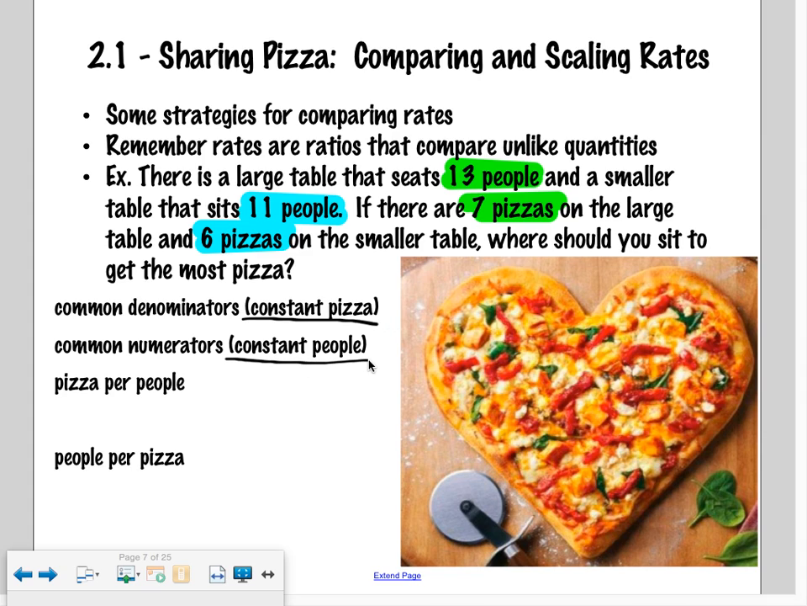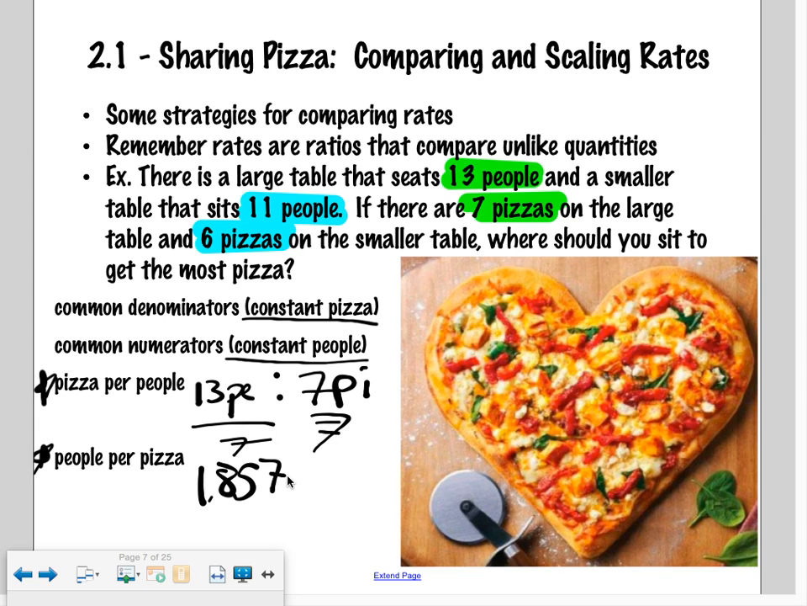But we've also focused on these rates. If I have 13 people for every 7 pizzas, and I divide both sides by 7, I get 1.857 people for every 1 pizza.